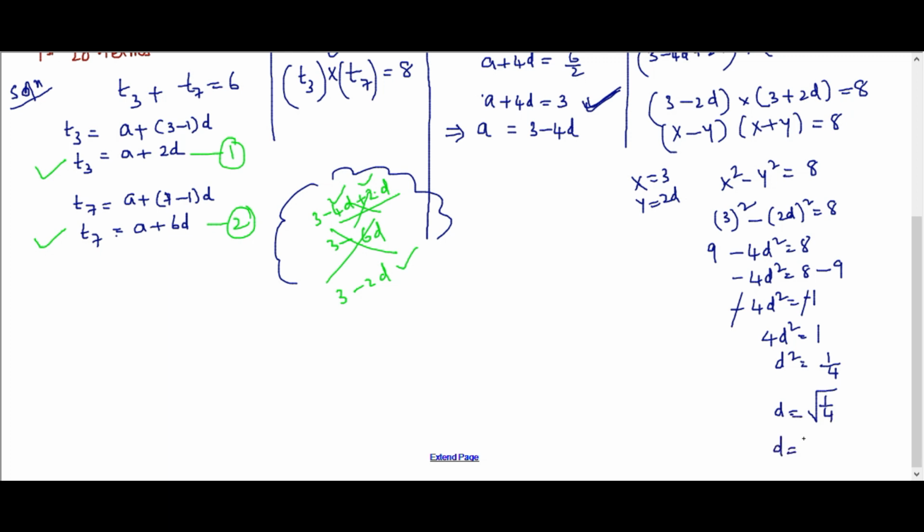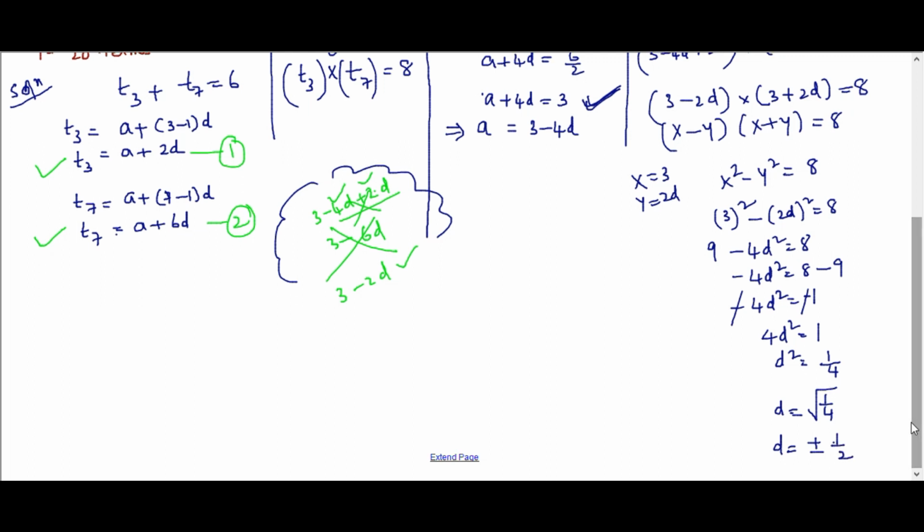Remember to write this way. Always write plus or minus when you have a square root. When you are solving for a square root, you need to get two values, because the square of a negative number or a positive number will result in the same number. Say for instance, minus 5 whole square is plus 25, and plus 5 whole square is also plus 25, which means both give the same. So that's the reason for a square root we need to write two solutions. d is plus or minus 1 by 2.